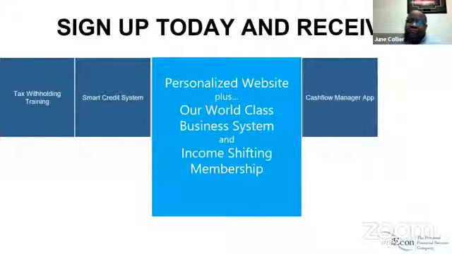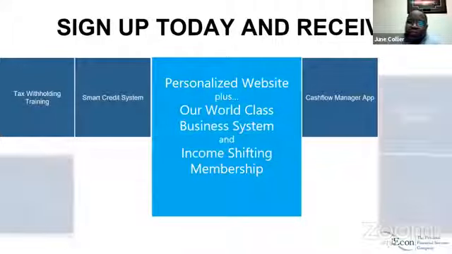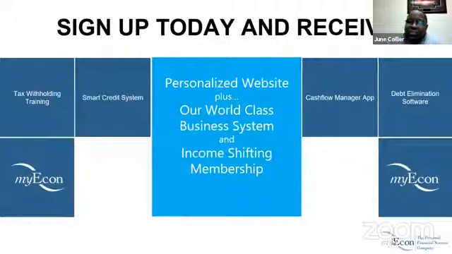We've got our cash flow manager app. This is an app that tracks all of your business expenses, because remember, as an affiliate, you have started a business, and now you can start writing off expenses that you weren't able to write off before. We've got our debt elimination software. This is software that tells you what debts to pay off and how to rapidly eliminate your debt.